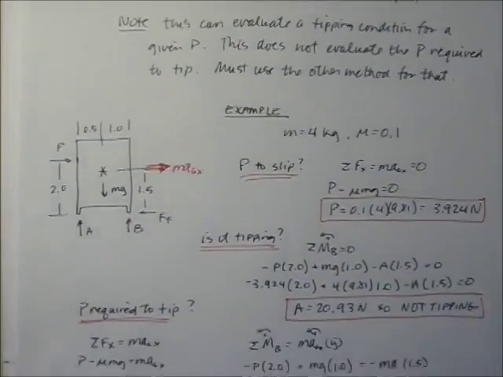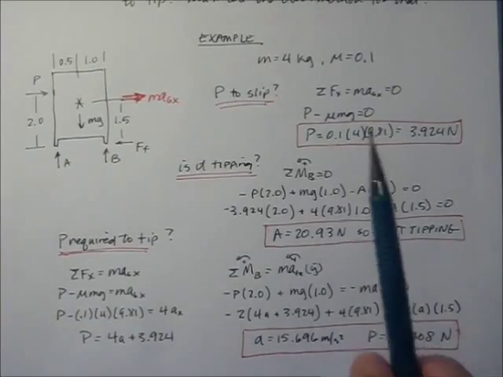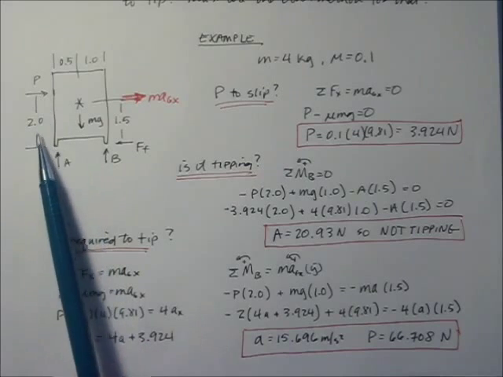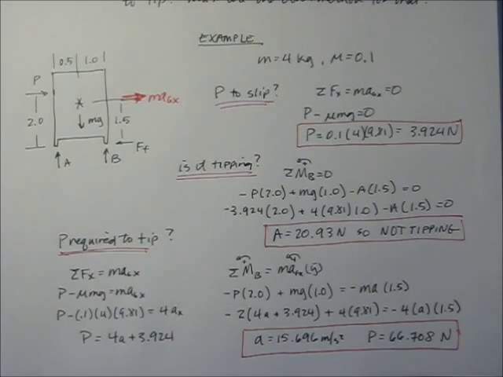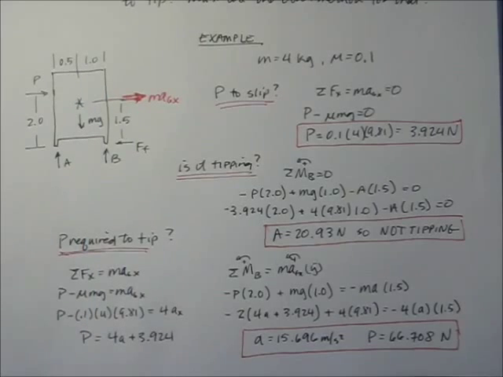All right, here's an example. Let's go through it real quick. Let's say that we have a 4 kilogram box with a mu with the ground of 0.01. We want to find out, and here are some dimensions. We're going to push P at 2 meters above the ground. We have the mg 1.5, and then the box is a little off center here. G is 0.5 from this side and 1.0 from that side.